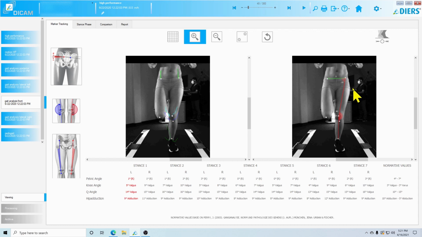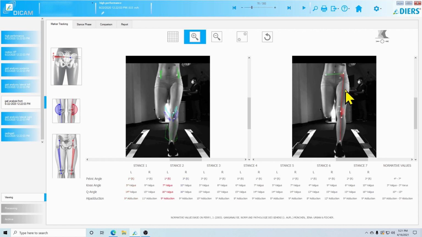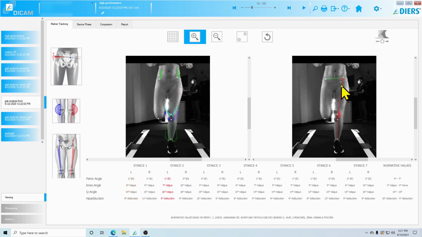And if we go to the next slide, we'll actually see that there are times that she gets even higher. So now she's at 15 degrees of a hip adduction collapse. Knee still at 9 degrees of a valgus collapse. So red flag there, hip adduction; red flag there, knee valgus.